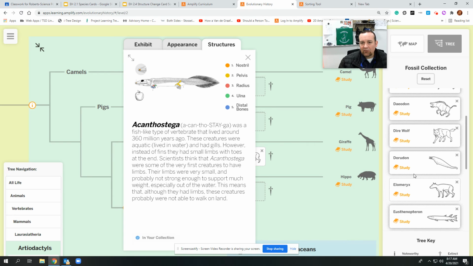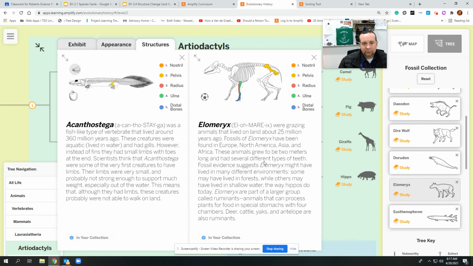So we can look at our Elamirax again, pull that one up. Notice this one's 25 million years ago. This one's 360 million years ago. These creatures were aquatic, which means they lived in water and they had gills. Instead of fins, they had small limbs and toes at the end. Scientists think Acanthostega were some of the very first creatures to have limbs.